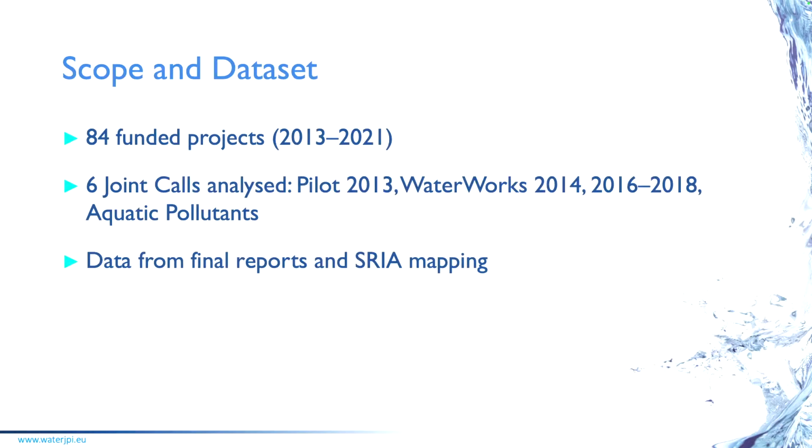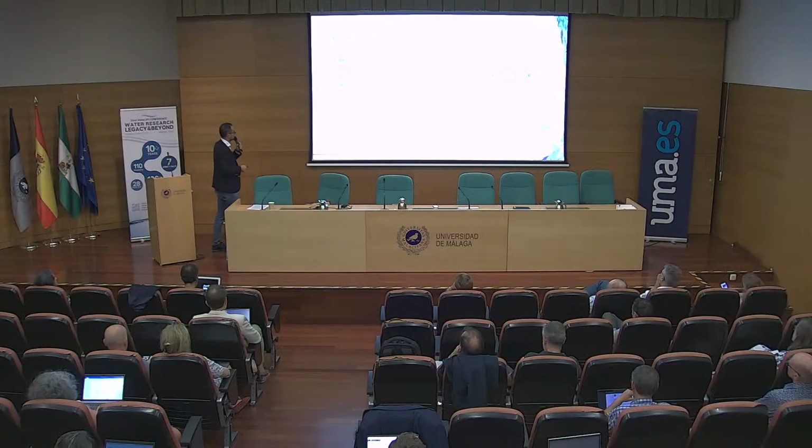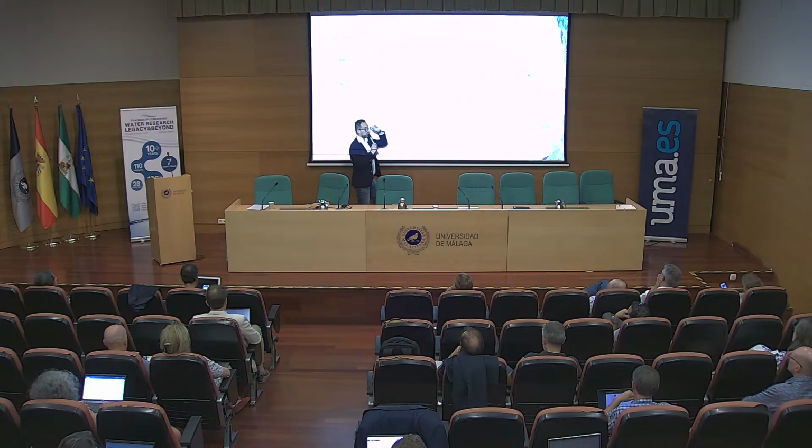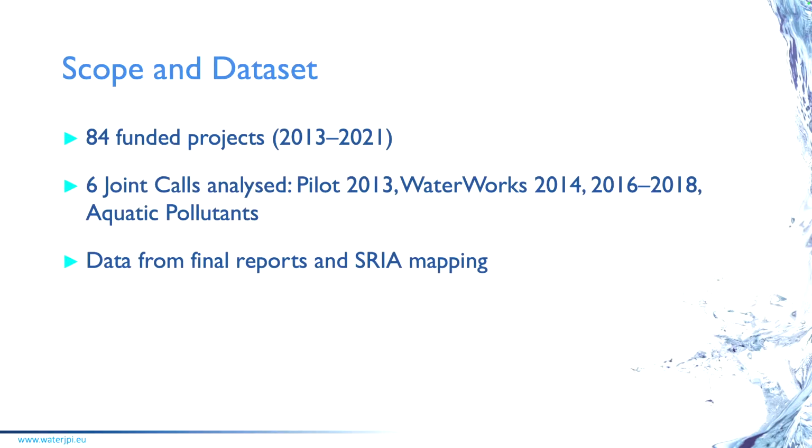So these are the scope and data sets. 84 technical reports were analyzed, coming from 6 calls, and the data were analyzed towards 2 main directions. One is the SRIA. So we wanted to assess how much we have impacted the SRIA areas. This was very challenging, and I will show a couple of slides later on. And second, towards science, technology, society, policy, and market.